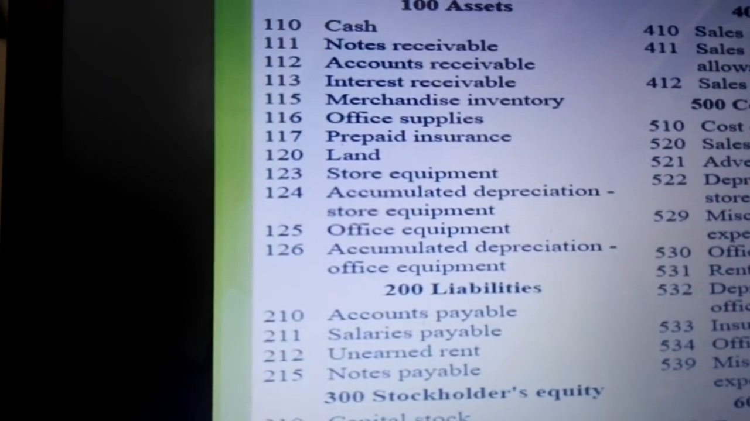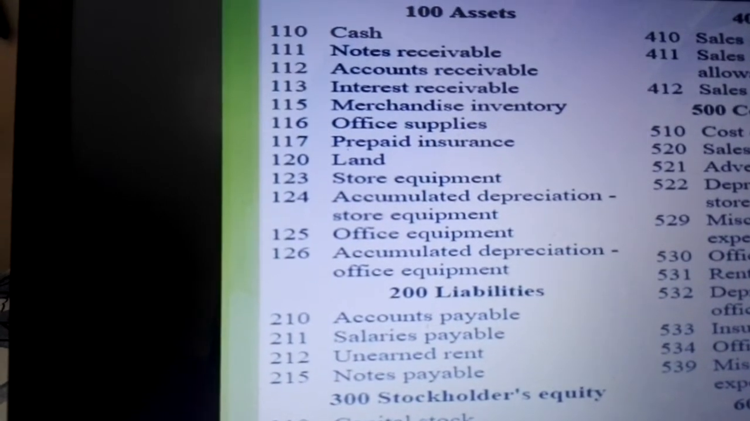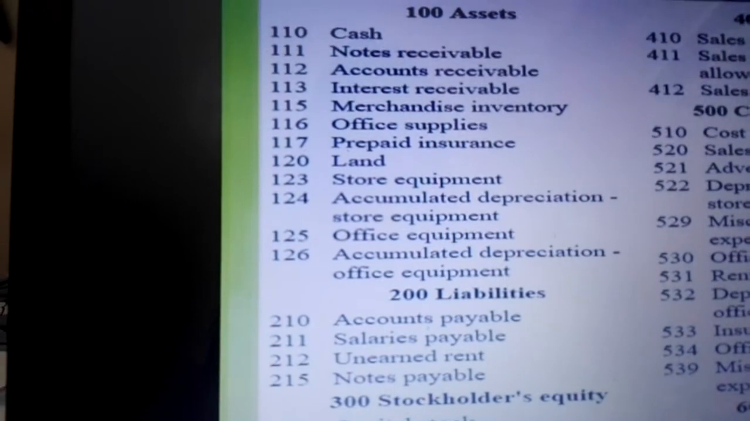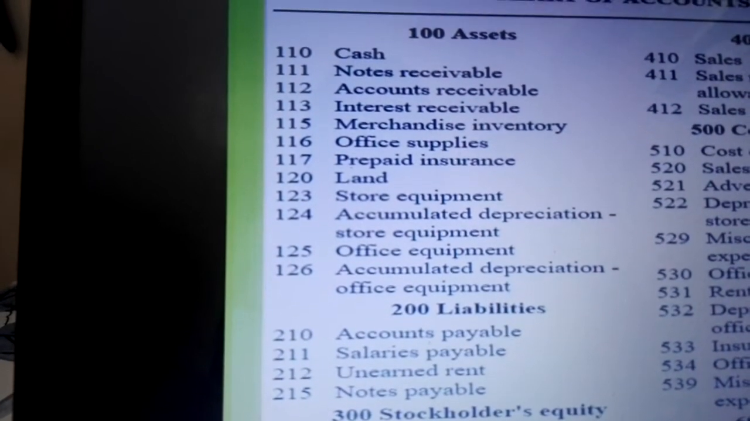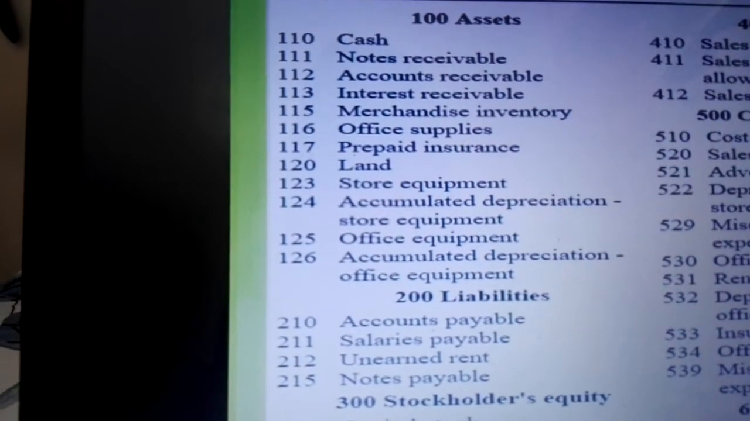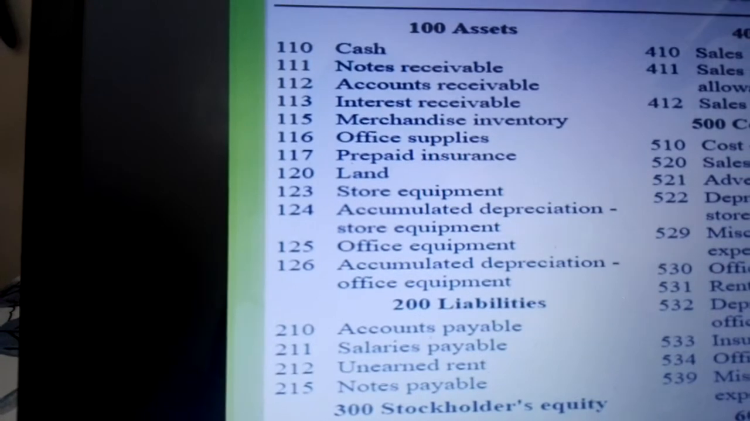Let's say you bought equipment on account, meaning you didn't pay it in cash. So you have positive equipment and positive payable because you have the liability or obligation to pay later on within the month. But if you bought equipment using cash, then there will be positive equipment and negative cash.